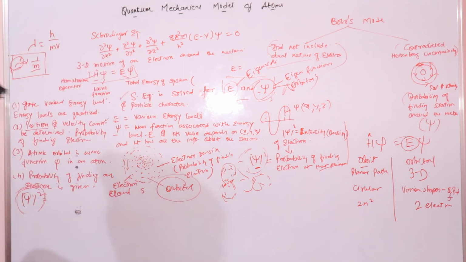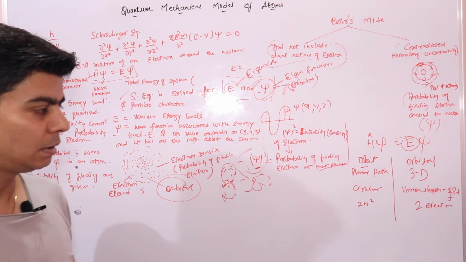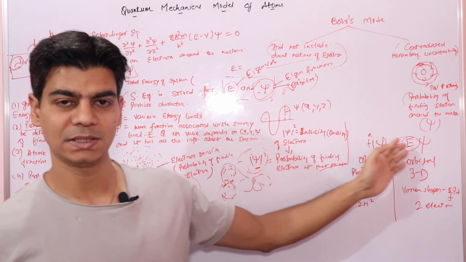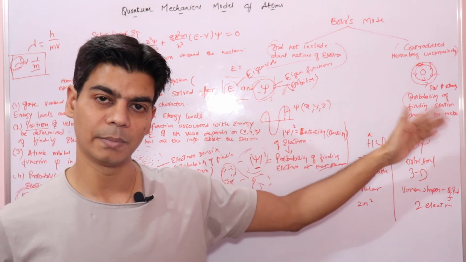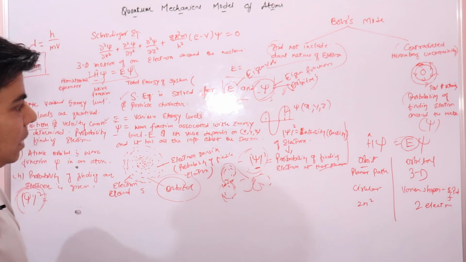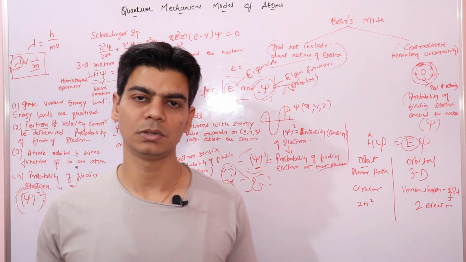I hope all these points are clear to you. How these contradictions got removed and the concept of orbital are important. The Schrödinger wave equation we solve for H and psi. Why can we not solve it exactly for multi-electron atoms? Because the equation becomes complicated and cannot be solved exactly. It can only be solved for a single-electron atom like hydrogen. I hope all this is clear to you.